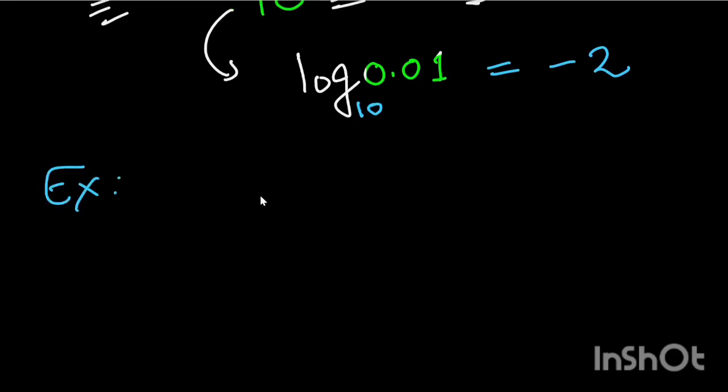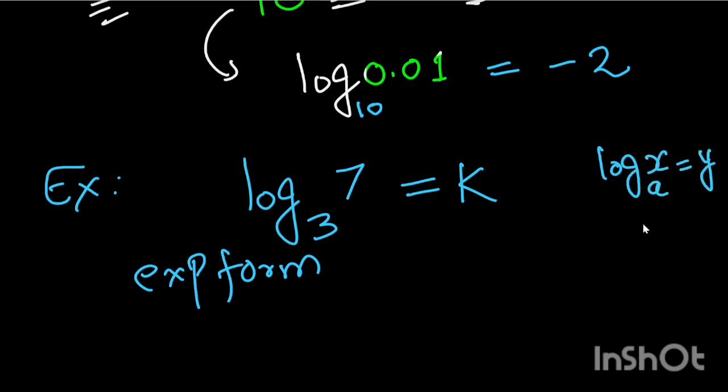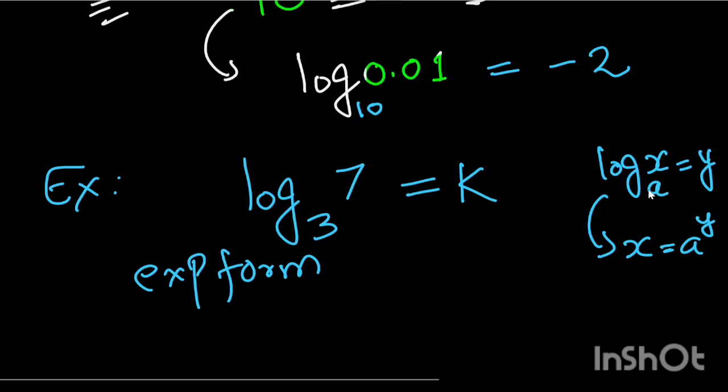So for example, suppose log 7 base 3 is equal to k, how do we convert it into exponential form? So we know that log x base a is equal to y, which gives x is equal to a to the power y. So we can convert it into exponential form like this. See, this base, which is a, will come out and push y up, so it becomes a to the power y. That is how we can remember it.